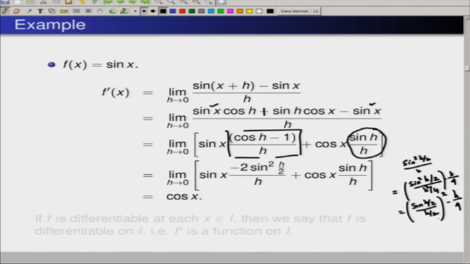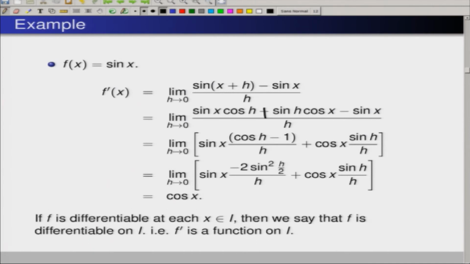Now, as h goes to 0, sin h by h goes to 1, because h goes to 0, which means h by 2 goes to 0. So sin(h/2) divided by h/2 will go to 1. Now here you have h by 4; as h goes to 0, h by 4 will go to 0. So the first term will go to sin x into 0 plus cos x into 1, which is going to be cos x.